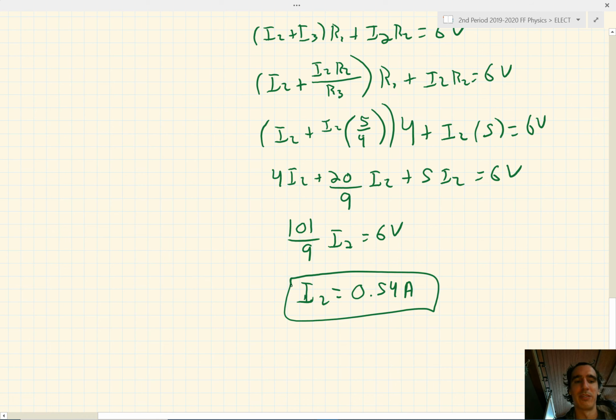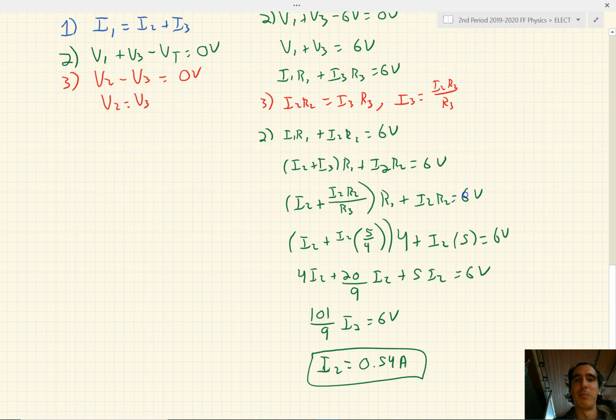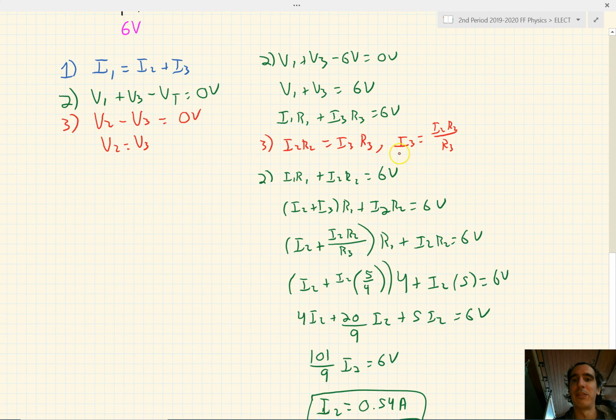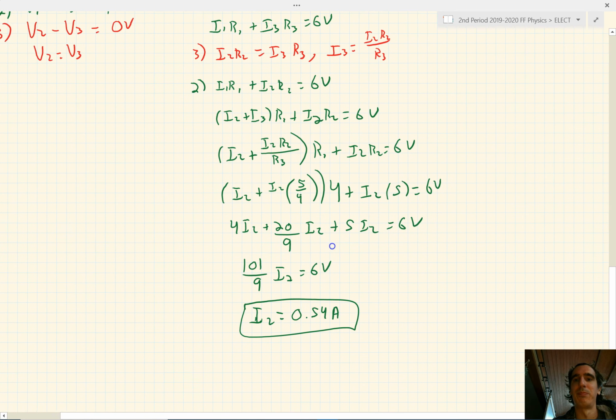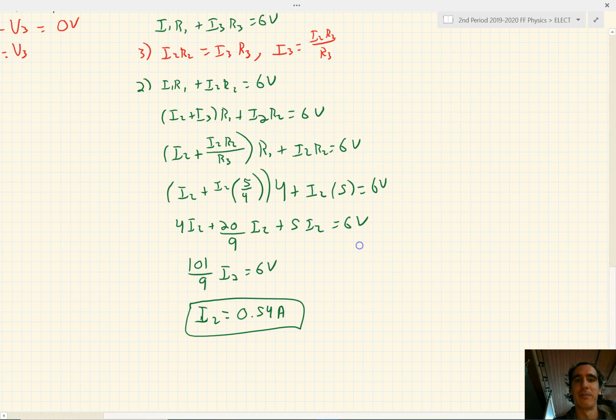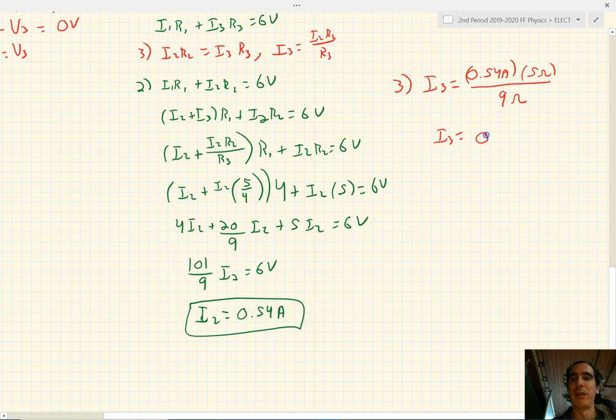Okay, so we got 1 current. Now we got 3 to go. If we look at our equations that we made from above, we know that I3 is equal to I2 times R2 over R3. So we could plug in I2 for that and just solve for I3. So I3 is equal to I2, which is 0.54 amps, times R2, which is 5 ohms, over R3, which is 9 ohms. Plug and chug and we get 0.3 amps to be I3.